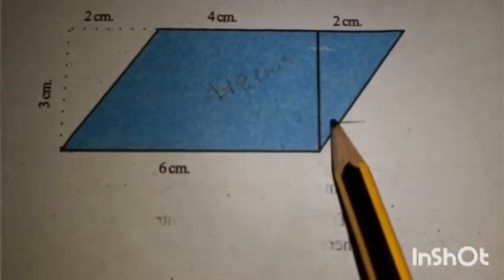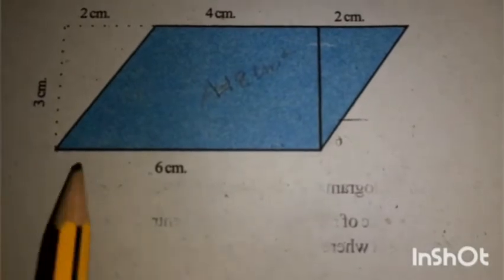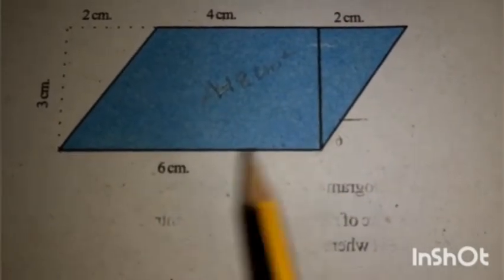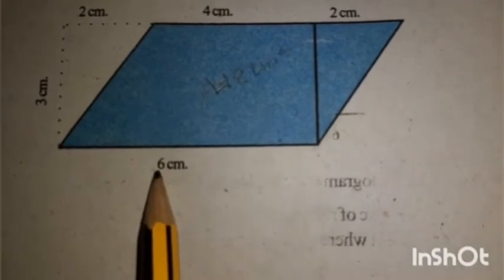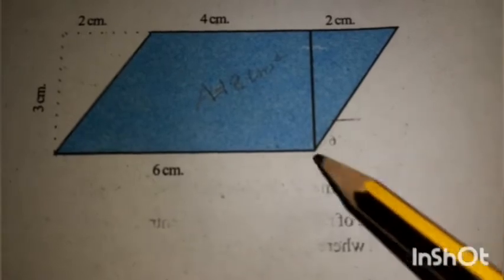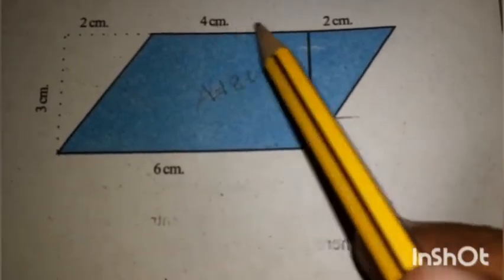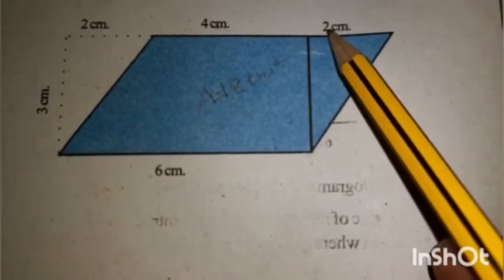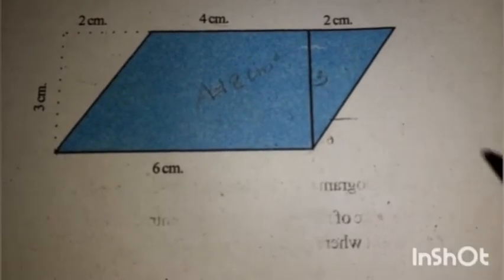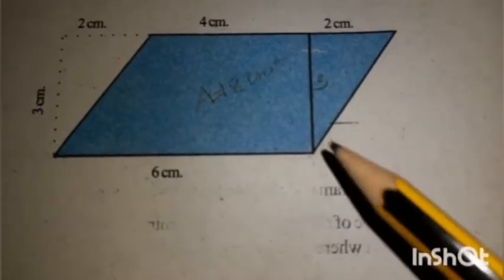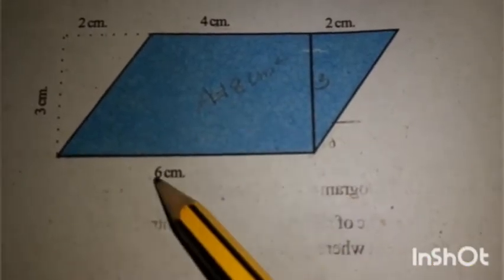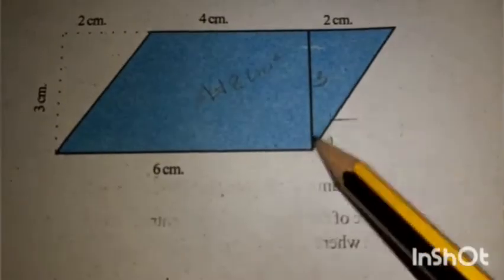Rearrange those pieces. The bottom side of the rectangle and the parallelogram is the same, there is no change, that is 6 centimeter. What about the length of the other side? That is also the same, 4 plus 2, 6 centimeter. Then the distance between them is 3 centimeter. So there is no change, only the shape is changing. The area is the same, 6 centimeter length and 3 centimeter breadth.